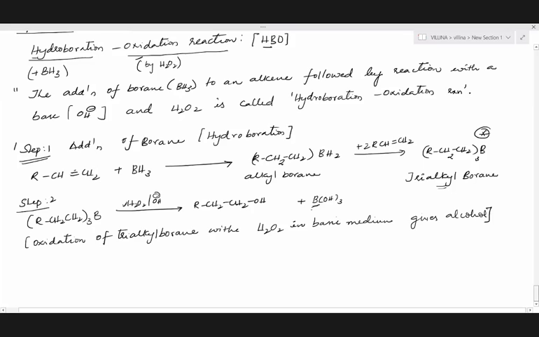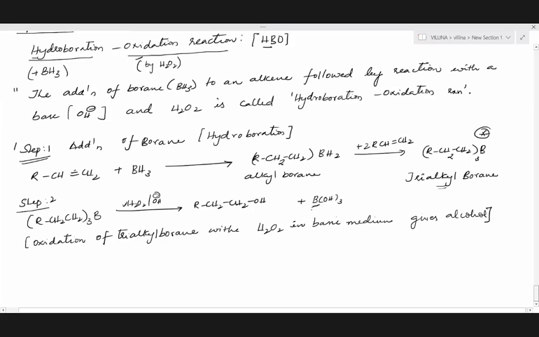So what is this step? Oxidation of trialkyl borane with hydrogen peroxide in base, or in basic medium. H2O2 in basic medium gives alcohol. So this is step 2. There is no need for a complex mechanism.